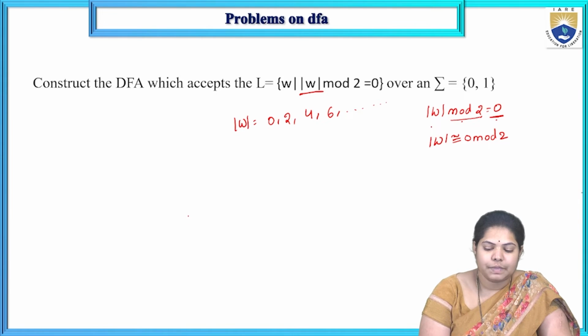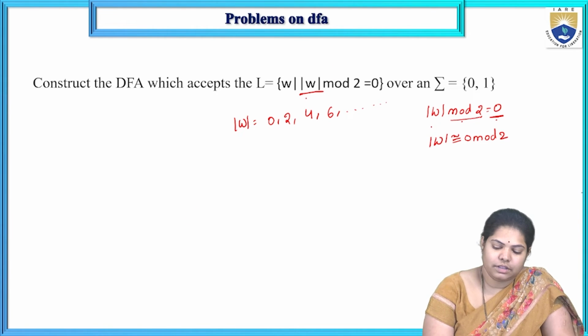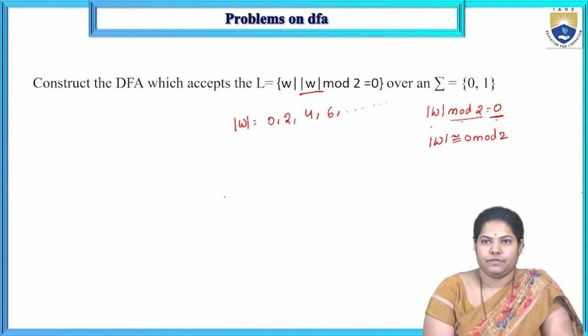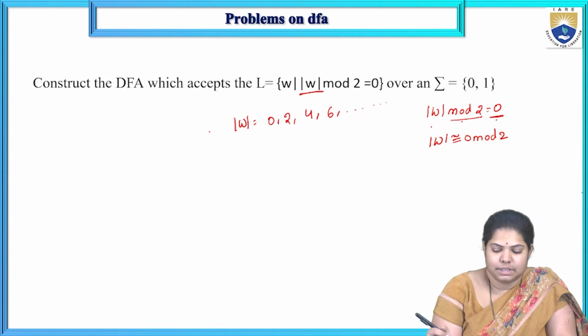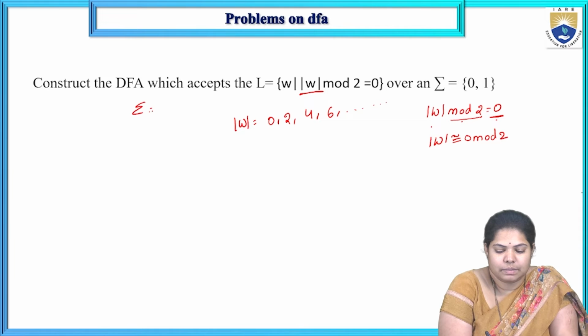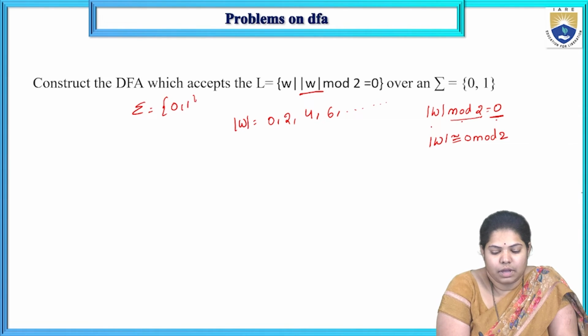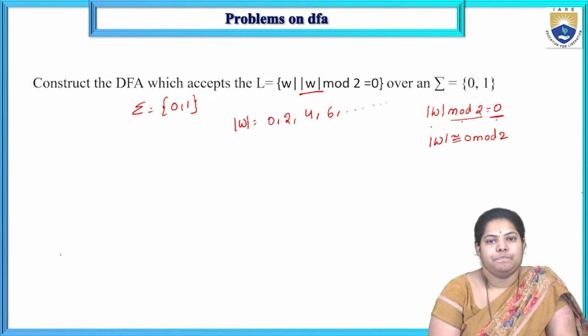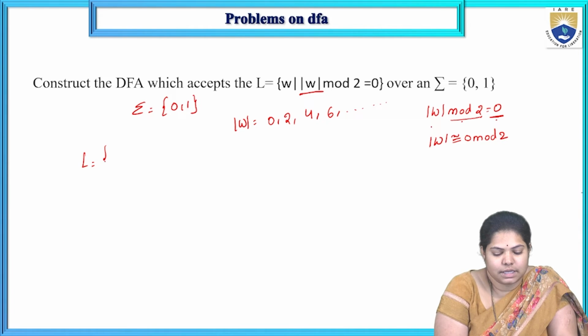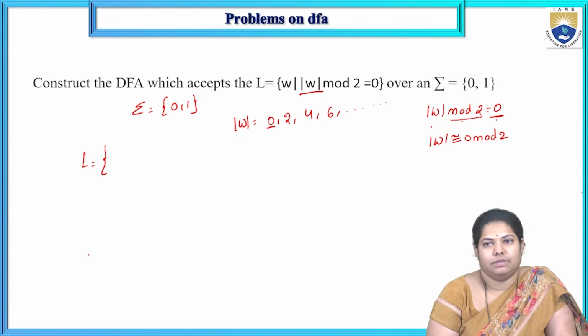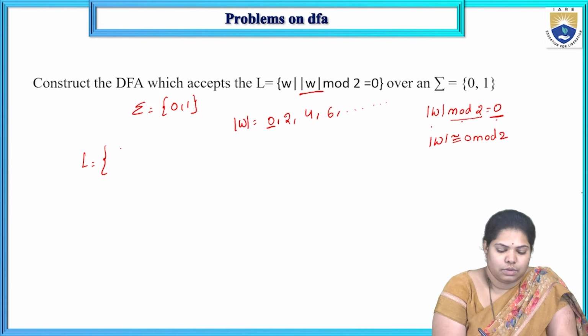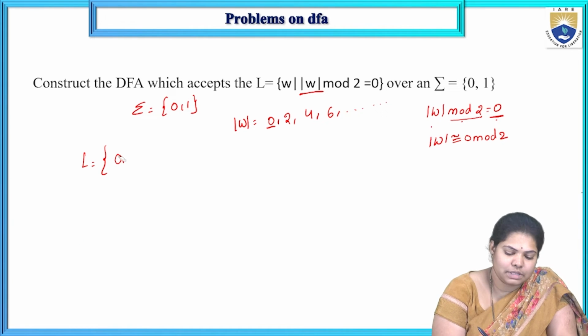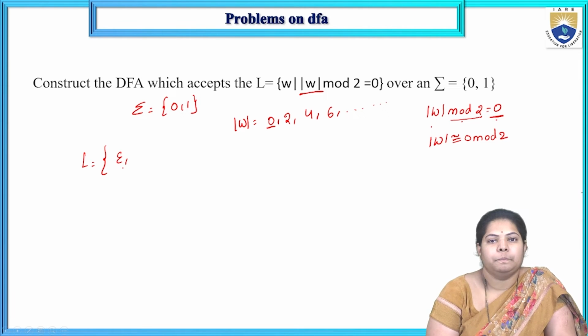deterministic finite automata. So, what is the language? It's the string length divided by 2. First we need to define the input symbols. What are the input symbols? Sigma is equal to {0, 1}. And the language I have to write accepts a 0 length string. When 0 is divided by 2, the remainder will be 0. How do we represent the 0 length string in the language? We represent it by using epsilon.